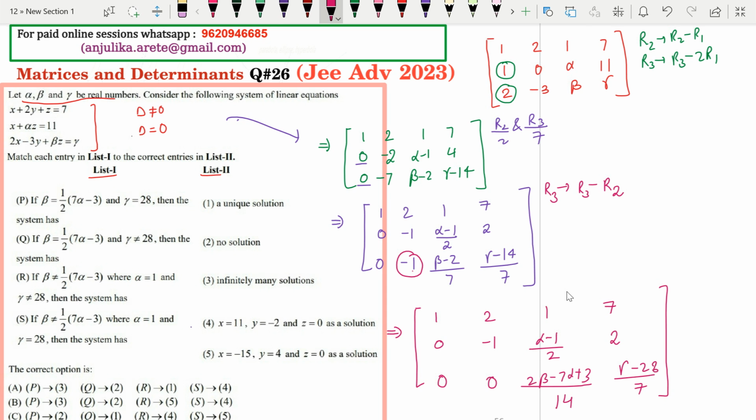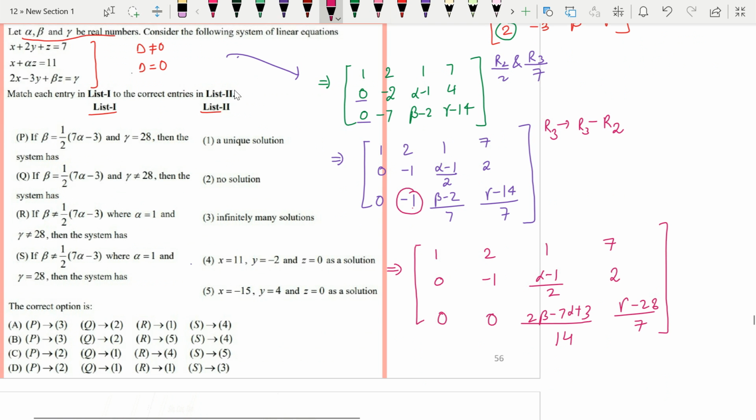Now we are all set to answer all of the questions. One by one, let's go to the first one. It says that beta is this. That means 2 beta minus 7 alpha plus 3 is 0. Even gamma is 28, which means this is also 0. If both are 0, you have infinitely many solutions, because the third whole row goes to 0. In other words, delta is 0, delta x, delta y, delta z are all 0. If one of the rows goes to 0, you have infinitely many solutions. So this is matching to the third one.